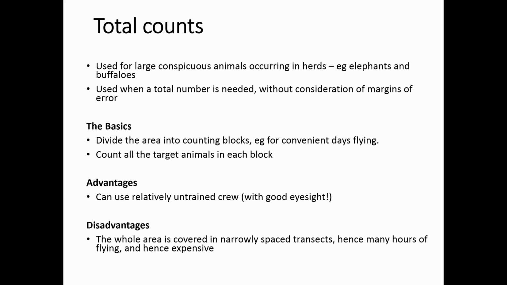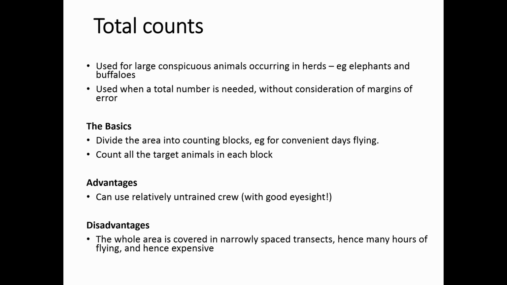They're used when a total number is needed without consideration of a margin of error of the count. There is no margin of error. You're simply setting out to count everything. You divide the area into counting blocks, e.g. for a convenient day's flying. You count all the target animals in each block, and you add up all the numbers, and you come up with a population estimate. And since you've counted everything, or as far as you understand you've counted everything, there is no margin of error, because you're not creating a sample with which to compare the estimates for each sample.